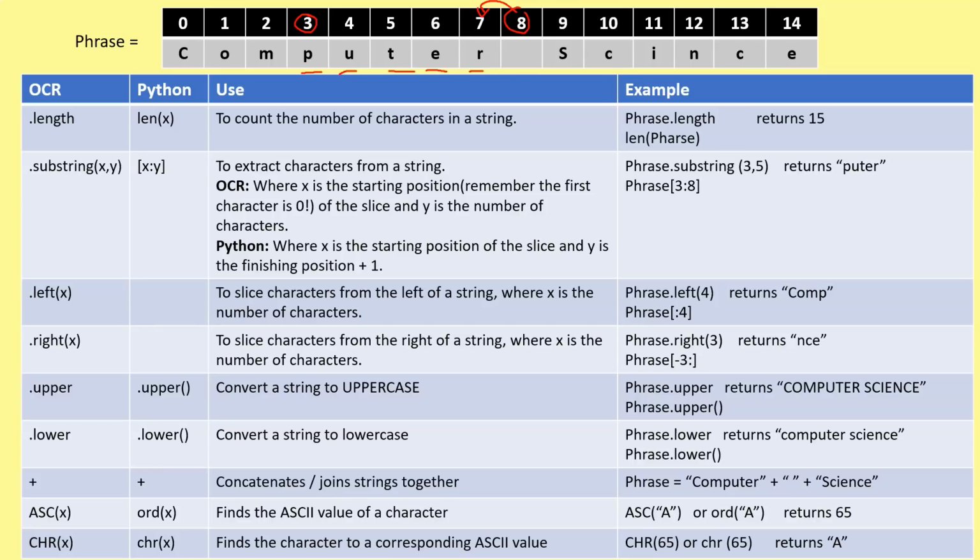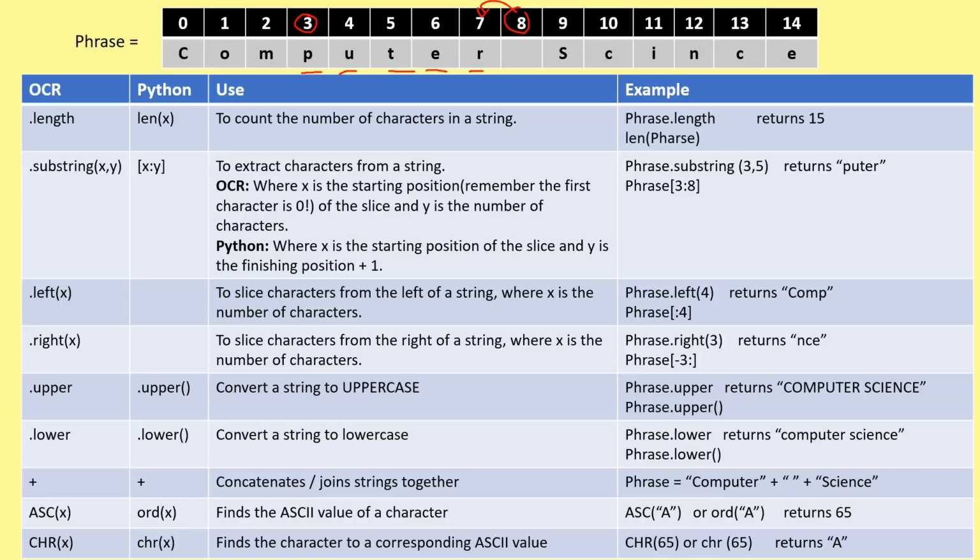In addition to this, if you are slicing up strings, the OCR reference language also offers .left and .right, where you can give a certain number of characters you want to slice from the left or from the right. So phrase.left(4) would give you the first 4 characters, "comp". Phrase.right(3) would return the final 3 characters, "nce".